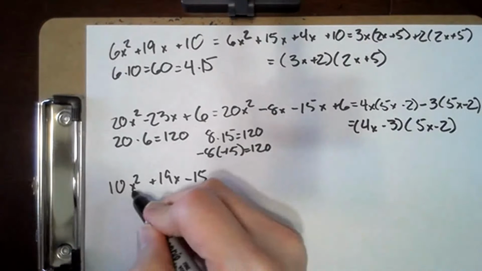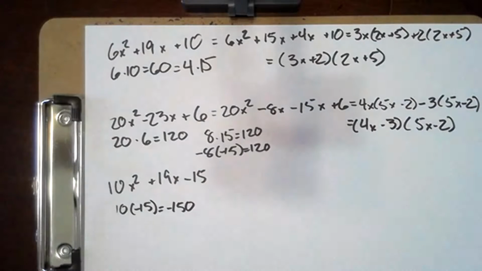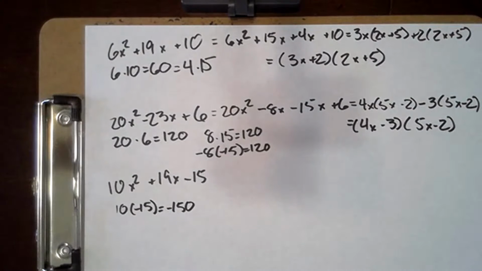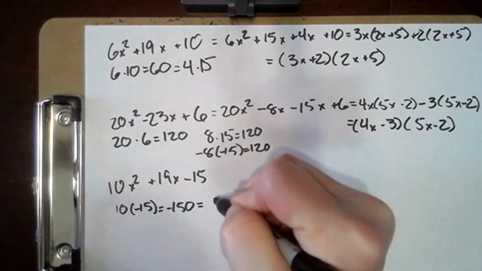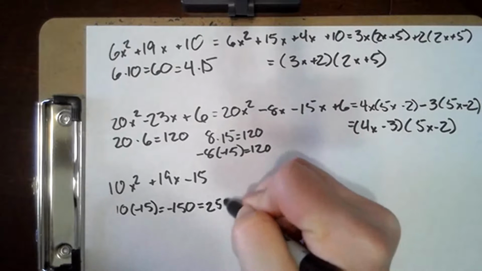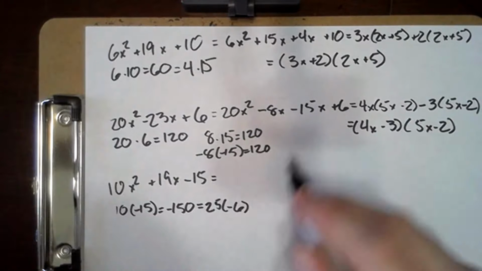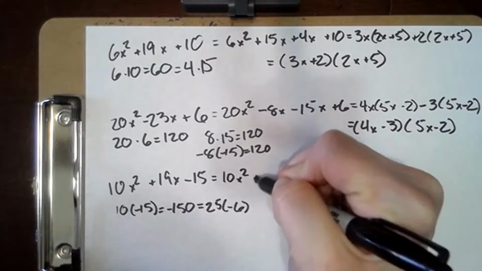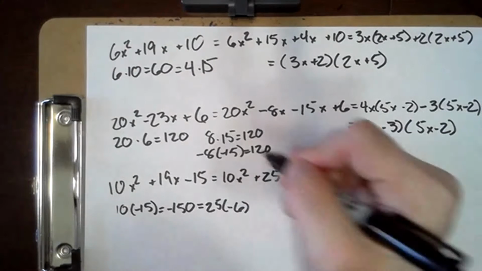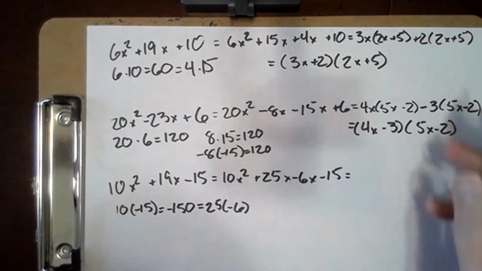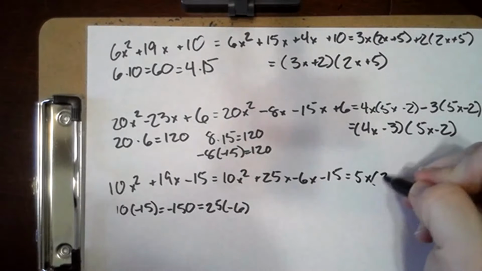Last one, we've got 10 times negative 15, which is negative 150, and we want to find two numbers that multiply to negative 150 and add to 19. And those two numbers are going to be 25 and negative 6. So then I rewrite this as 10x squared plus 25x minus 6x minus 15. I find a common factor in my first two terms. That's going to be a 5x times 2x plus 5.